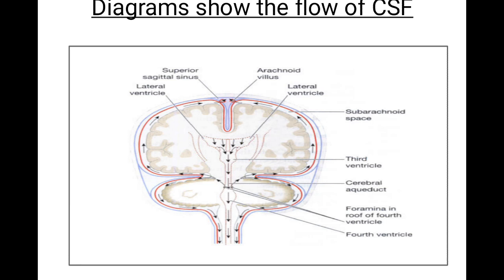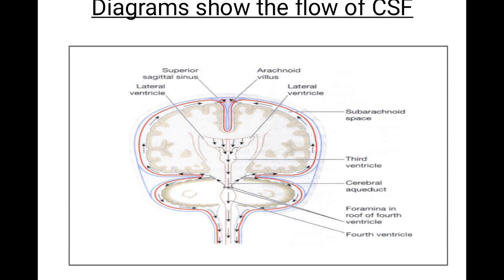So before we explain, I need us to understand what this diagram is all about. Under this diagram I've got parts of the brain. I've got the lateral ventricle just right there, where I find the choroid plexus. I've got the subarachnoid space. We have got the third ventricle, the cerebral aqueduct, the foramina in the roof of the fourth ventricle, the fourth ventricle, and on the other side there I've got the arachnoid plexus.